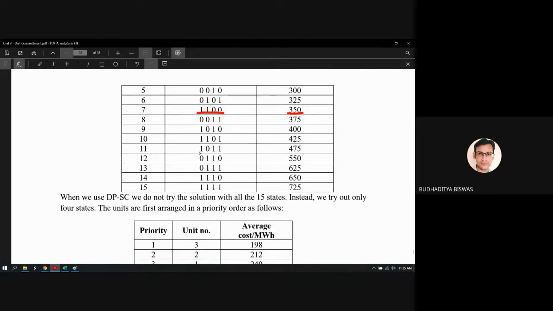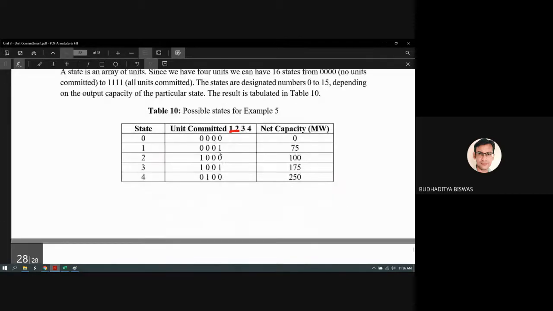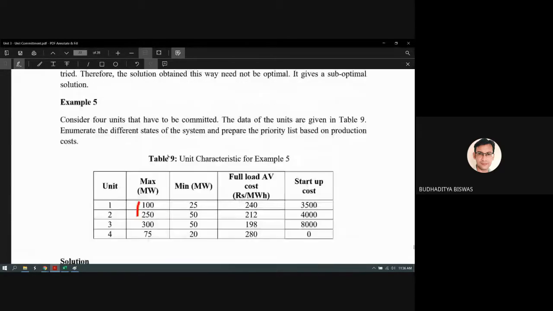Okay. Then suppose 1011. 1011 means how much? Unit 1, 3 and 4. So if these units are committed, then what will be the generating capacity?